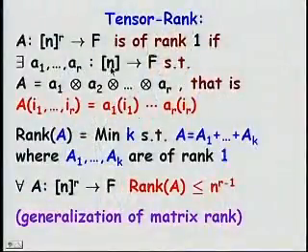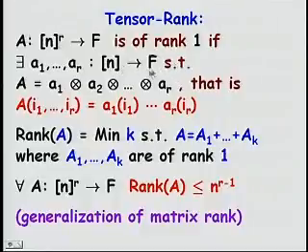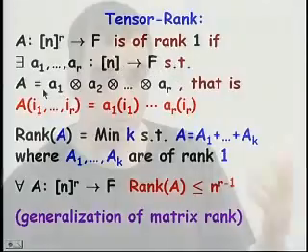So A is of rank 1 if there exist r vectors, a1 to ar, from F^n, so vectors with n coordinates, such that A is the tensor product of these r vectors. A is a1 tensor a2 to ar. Or more formally, if the entry i1 to ir of the tensor A is just a1 of i1 times a2 of i2 times ar of ir. So this is a tensor of rank 1, of tensor rank 1.